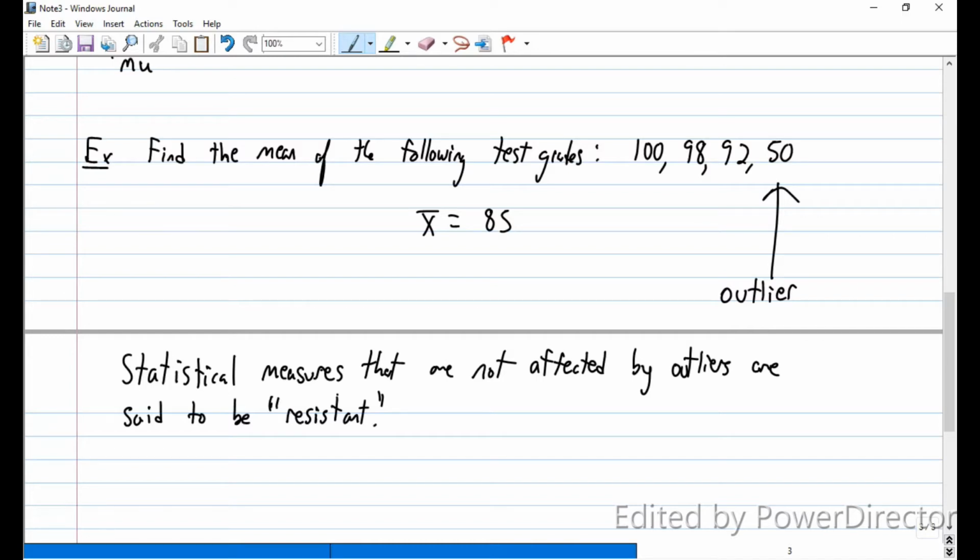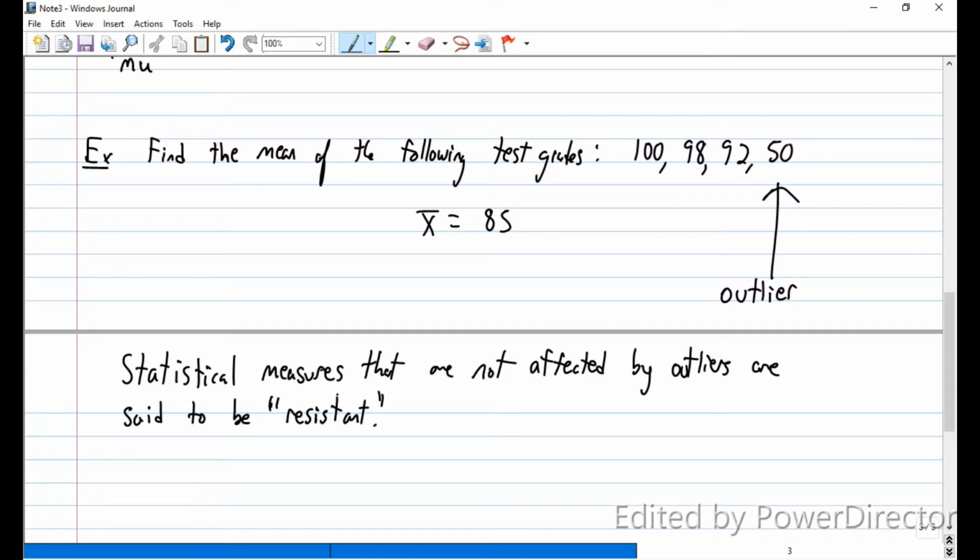So would you think that the mean is resistant? Could the mean be affected by outliers? Yes, it can. Greatly, right? You can see by making a 50 on a test. I mean, I had an A in the class until I made that 50. And that 50 pulled me down to a mid-range B. So we can say that the mean is not resistant.